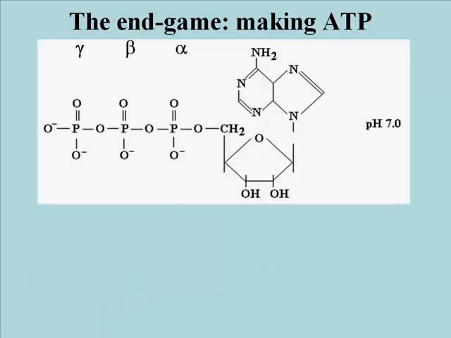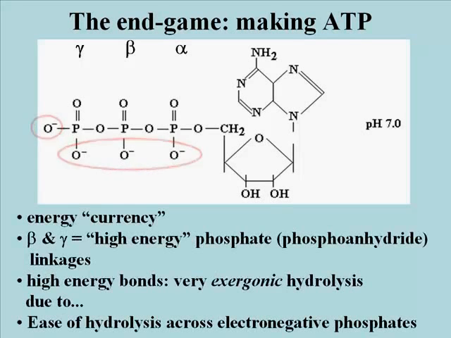Okay, the end game of glycolysis, and in fact of respiration, is to get free energy out of glucose and into ATP. And here's a drawing of the ATP molecule as it would exist at about pH 7, where it is most of the time in cells. ATP is the energy currency of life. Its phosphoanhydride linkages release a lot of free energy when hydrolyzed, which is why we usually call ATP a high-energy phosphate compound, and we call the phosphoanhydride linkages high-energy bonds.